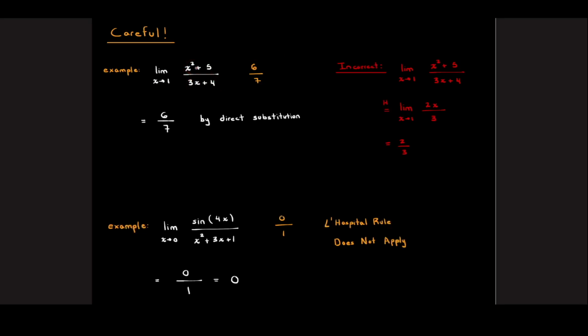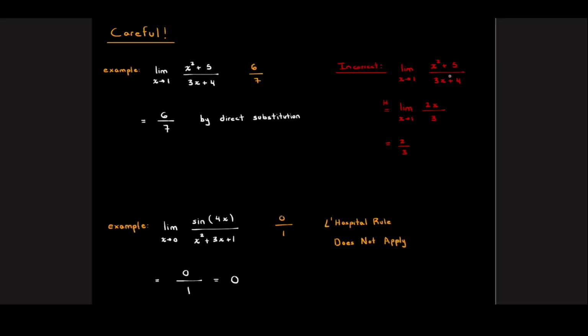Well, when you plug 1 in here, you get 1 plus 5, which is 6. And when you plug in 1 down here, you get 3 plus 4, which is 7. So this is actually not indeterminate. You can just solve this limit by direct substitution. It's a continuous function, and this limit point is in the domain of this function. So by direct substitution, you get the answer, 6 over 7.